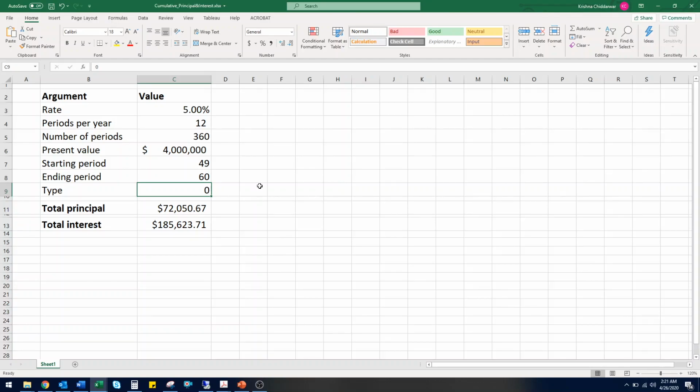If we change to the last set of payments, so instead of 49, we have 349 in C7 and then 360 in cell C8, we see that we paid almost entirely principal of $250,000 versus $6,000 of interest. So you can see the later you get in the term of the loan, the more equity you're going to get out of your investment. Thank you.